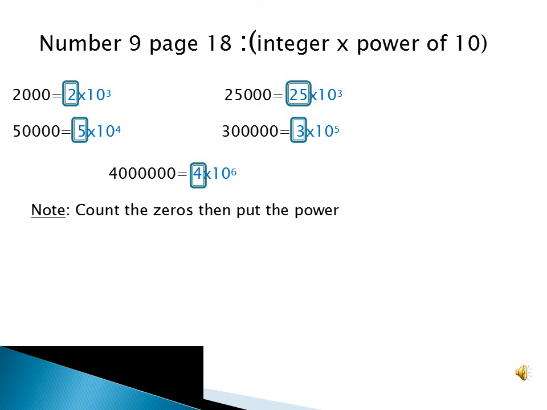The third one, 50,000 equals 5 times 10 power 4, since we have 4 zeros. 300,000 equals 3 times 10 power 5, because we have 5 zeros. 4 million is equal to 4 times 10 power 6, since we have 6 zeros. So in this exercise we put the integer, which is the number, times the power of 10, and the power is equal to the number of zeros.